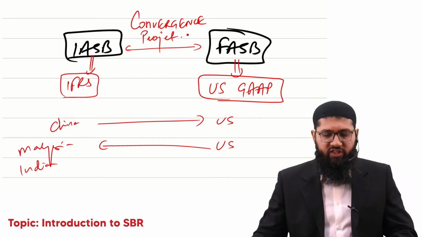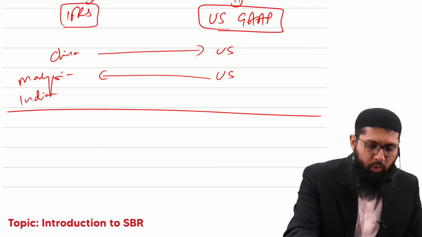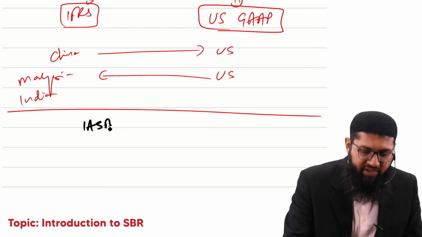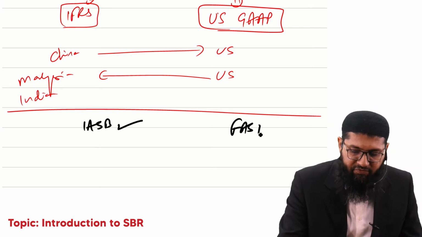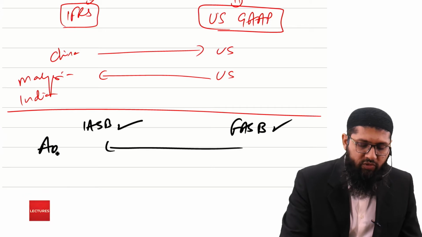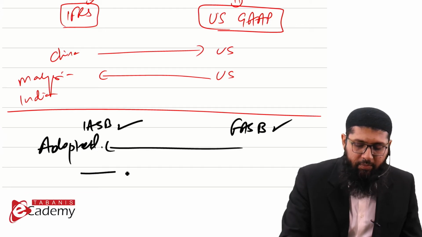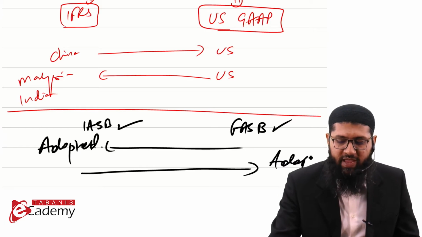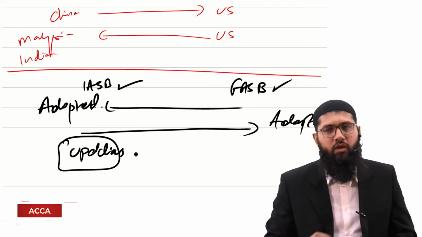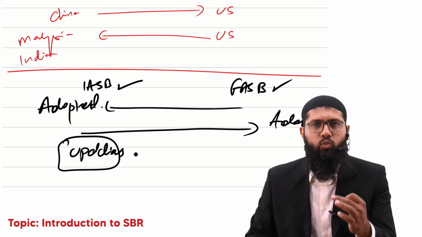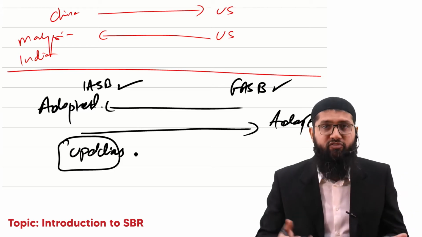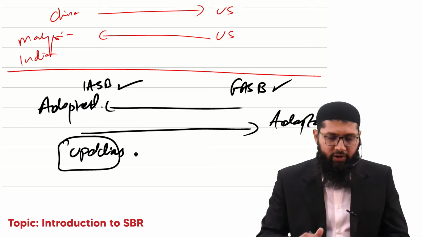Now, what was this convergence project? There was a discussion between them, and they identified the areas where IASB's treatment was superior, and some areas where the FASB treatment was superior. So in a few places, the US accounting standard was adopted by IASB. In some cases, IFRS was adopted by FASB. And in some cases, updates were made. That was part of the convergence project, to make sure that globalization and cross-border investments are supported. So this project went on and on.